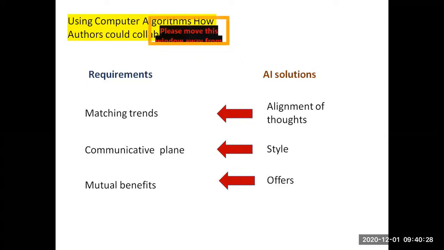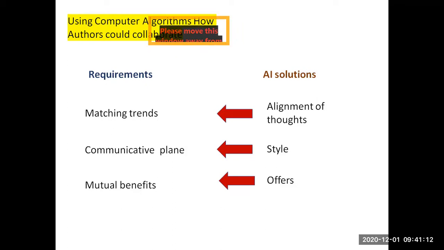Now, if we look at how we can use computer algorithms for changing or increasing the collaboration networks, or expanding them, we can think about how AI can help here. AI can help in alignment of thoughts. The thoughts data which I extract from the authors' papers can be used to train AI engines, which can then put the thoughts together and say that, okay, these are the people who are thinking together, so maybe they can work together also.